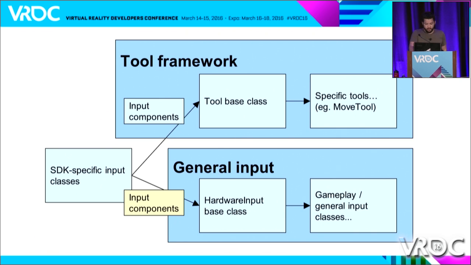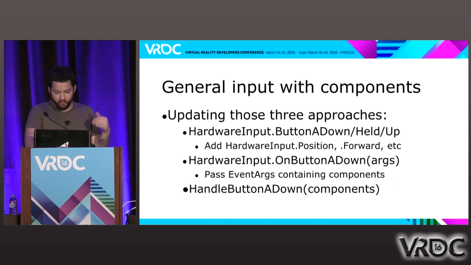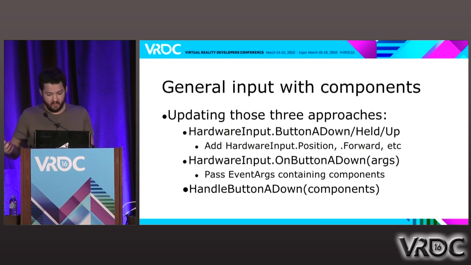And of course, you can also pass input components along with this if you want to get that same position and forward and all that information that you saw before. In the general gameplay input framework, just pass the input components object with it. And then those three approaches would look like this now, where the normal input method where I say, is button A down, I could then also have a query for .position or .forward. So if I'm using a Vive controller and I click, then not only am I going to say button A is down this frame, but also I'm going to pass it that component.